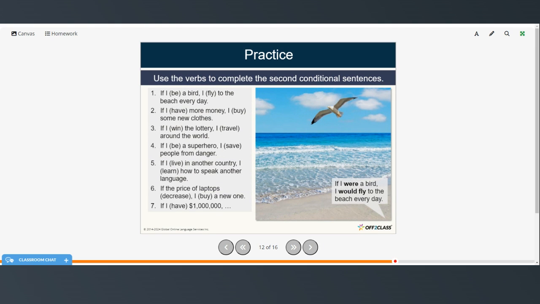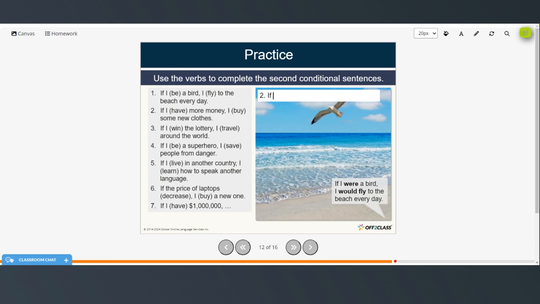All right, so now use the verbs to complete the second conditional sentences. And remember, second conditional is the imaginary or unlikely situations. It's got the past simple and then would plus the base verb. So here's an example. If I were a bird, I would fly to the beach every day. So you can pause the video, try these on your own, and then restart when you're ready to check your answers. Okay, so number 1 is already done. That was the example. So we'll start with number 2.